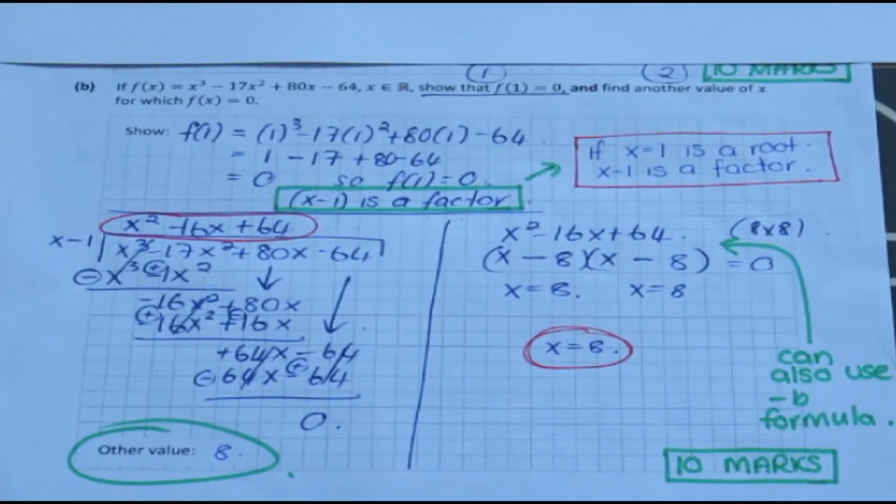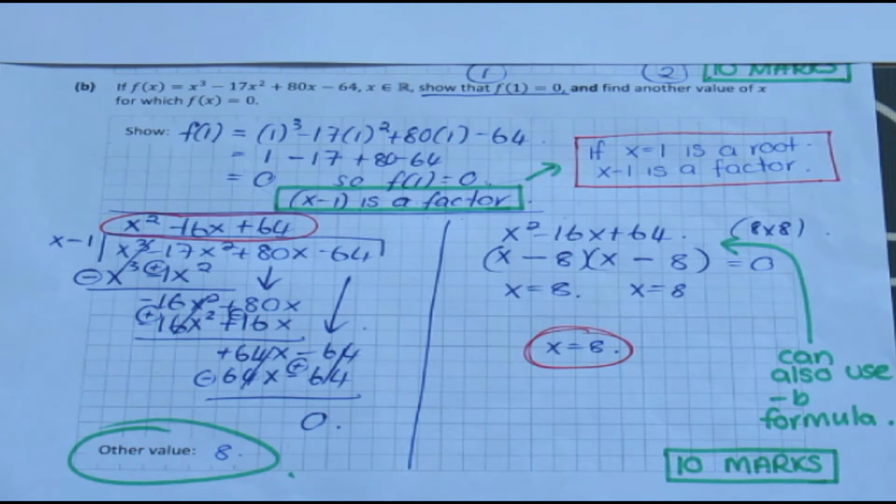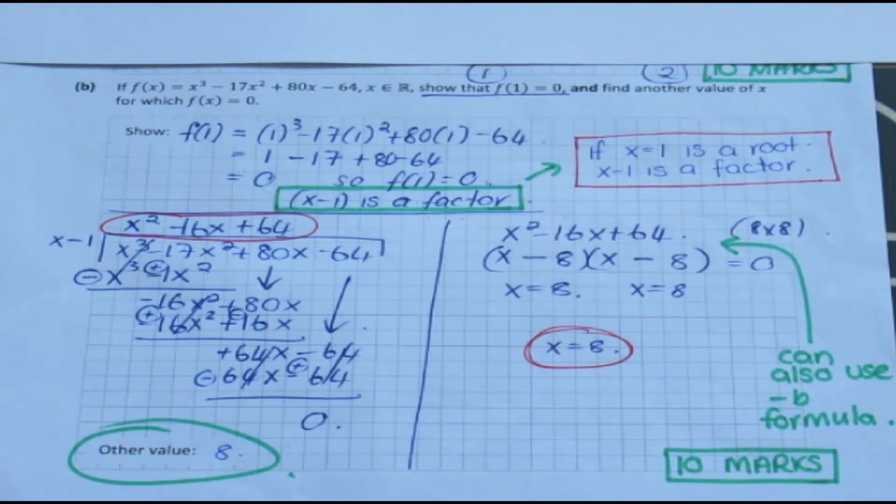Part B of this question 2, they are asking us that if f of x is equal to x cubed minus 17x squared plus 80x minus 64, show that f of 1 is equal to 0 and find another value of x. So you have two jobs here. The first one is to do this, so let's start there first. We'll worry about the second job in a minute.